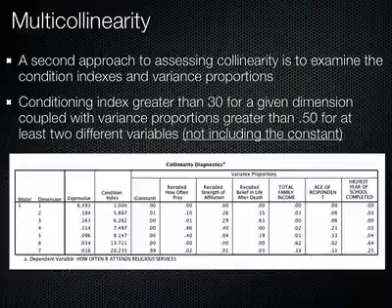We have no problems with collinearity with this analysis, because none of these are greater than 30. So that's the first thing we're going to check. Look for condition indexes that are greater than 30. Look at the largest one, and then compare across the variance proportions to find variance proportions that are greater than 0.5.